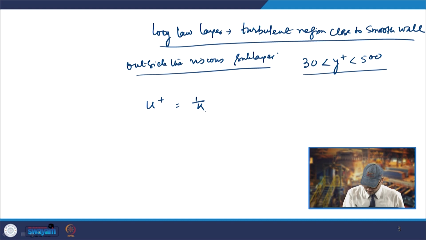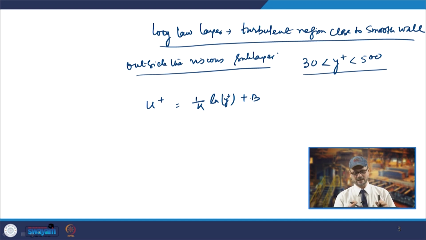In that region you get this u plus value as 1 by k of ln y plus b. So, this is what you get in the region which is outside the viscous sublayer. Here the shear stress tau will be varying slowly with distance from the wall, and in the inner region it will be assumed to be constant, and that will be equal to the wall shear stress.